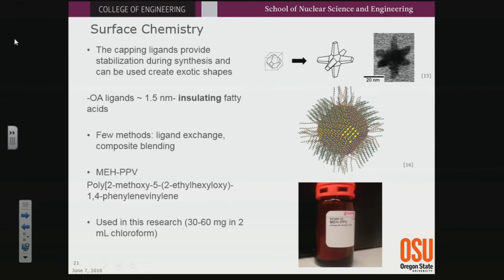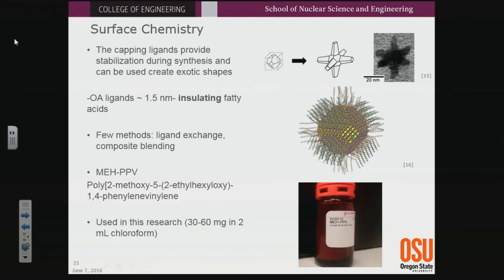Capping ligands provide stabilization during the synthesis process, and you can create exotic shapes with this. They may preferably bind to certain facets, and then others might be able to grow. And that's how you get these cool nanostars and many other different types of exotic shapes. So these ligands I'm talking about, these oleic acid ligands, 1.5 nanometers, that is actually relatively large on these scales, especially for charge transport. And unfortunately, they're insulating. And so that's not a good thing.